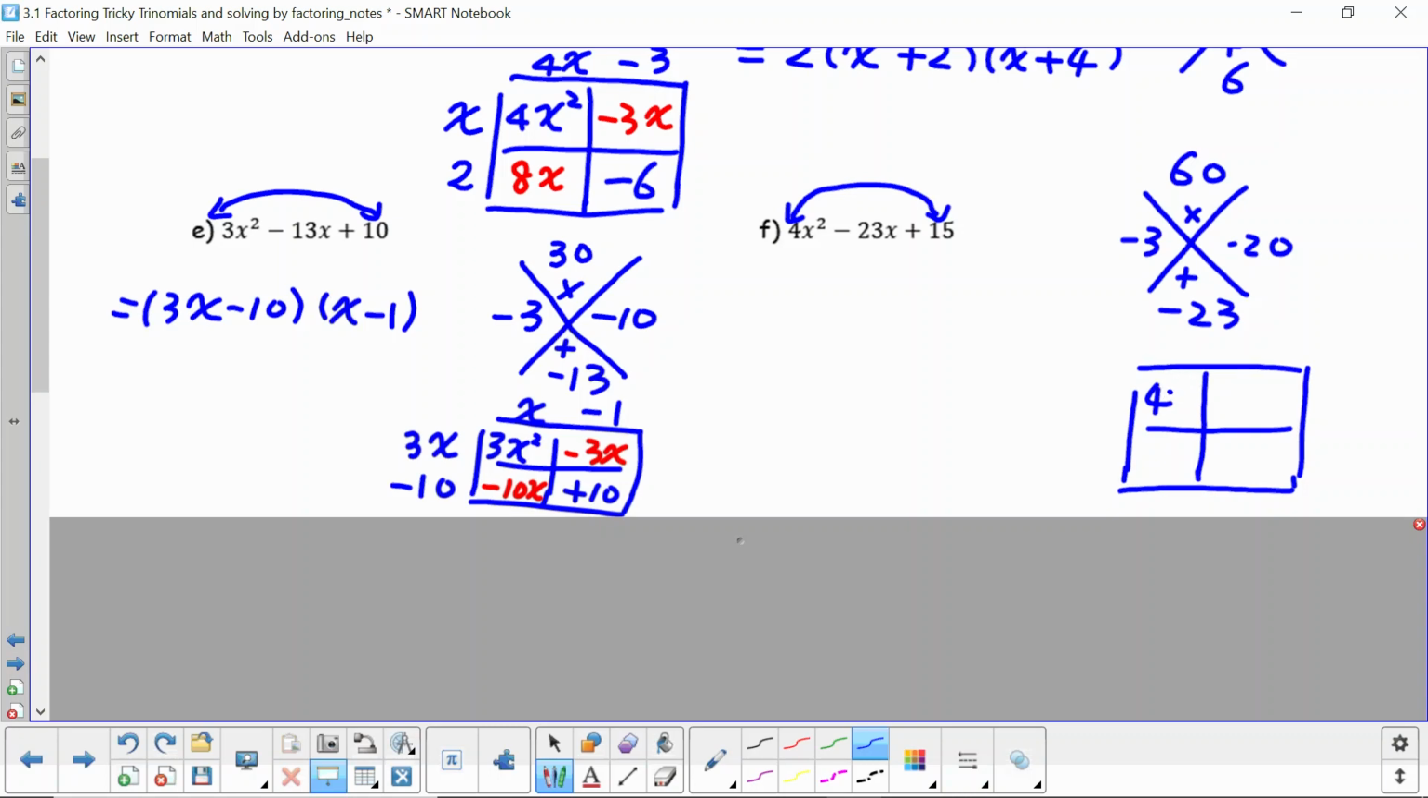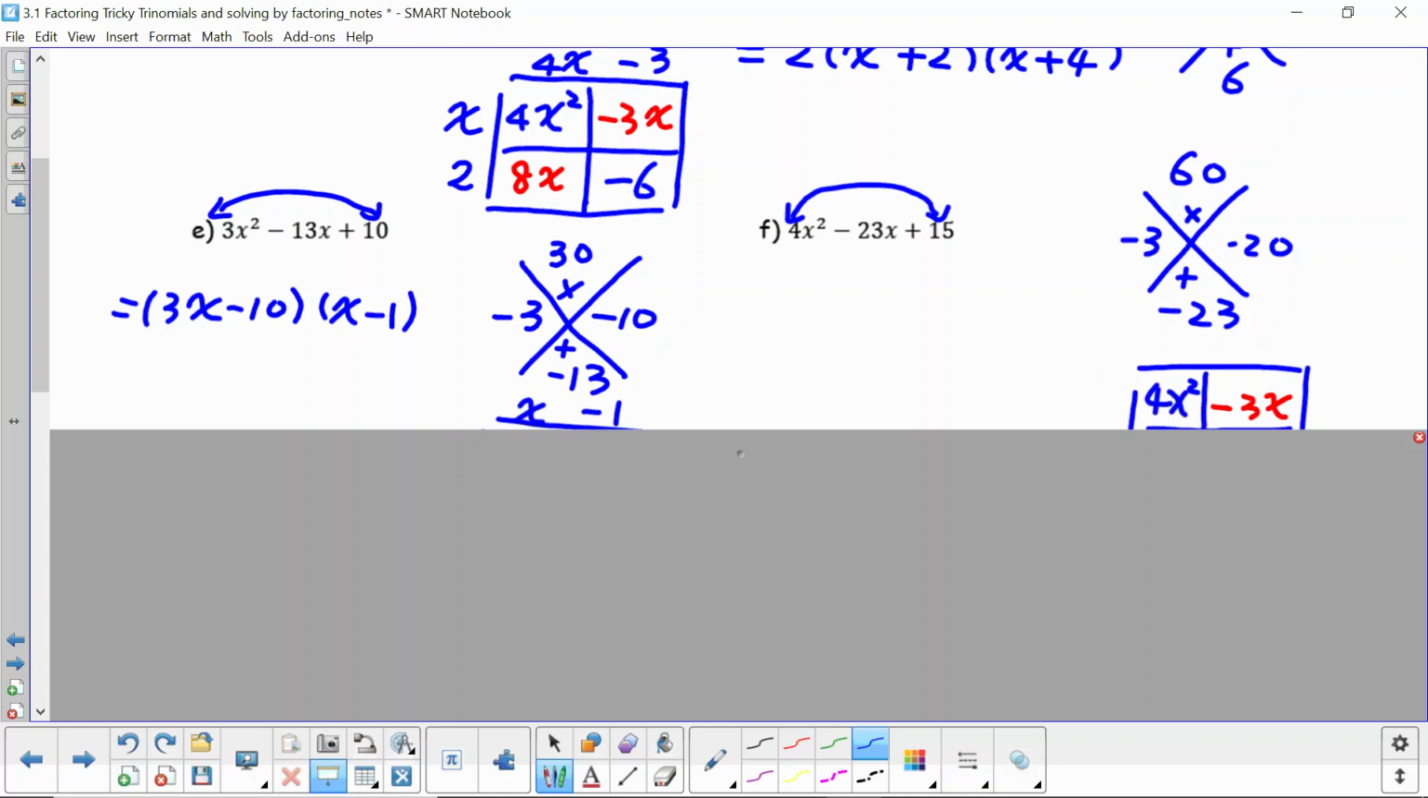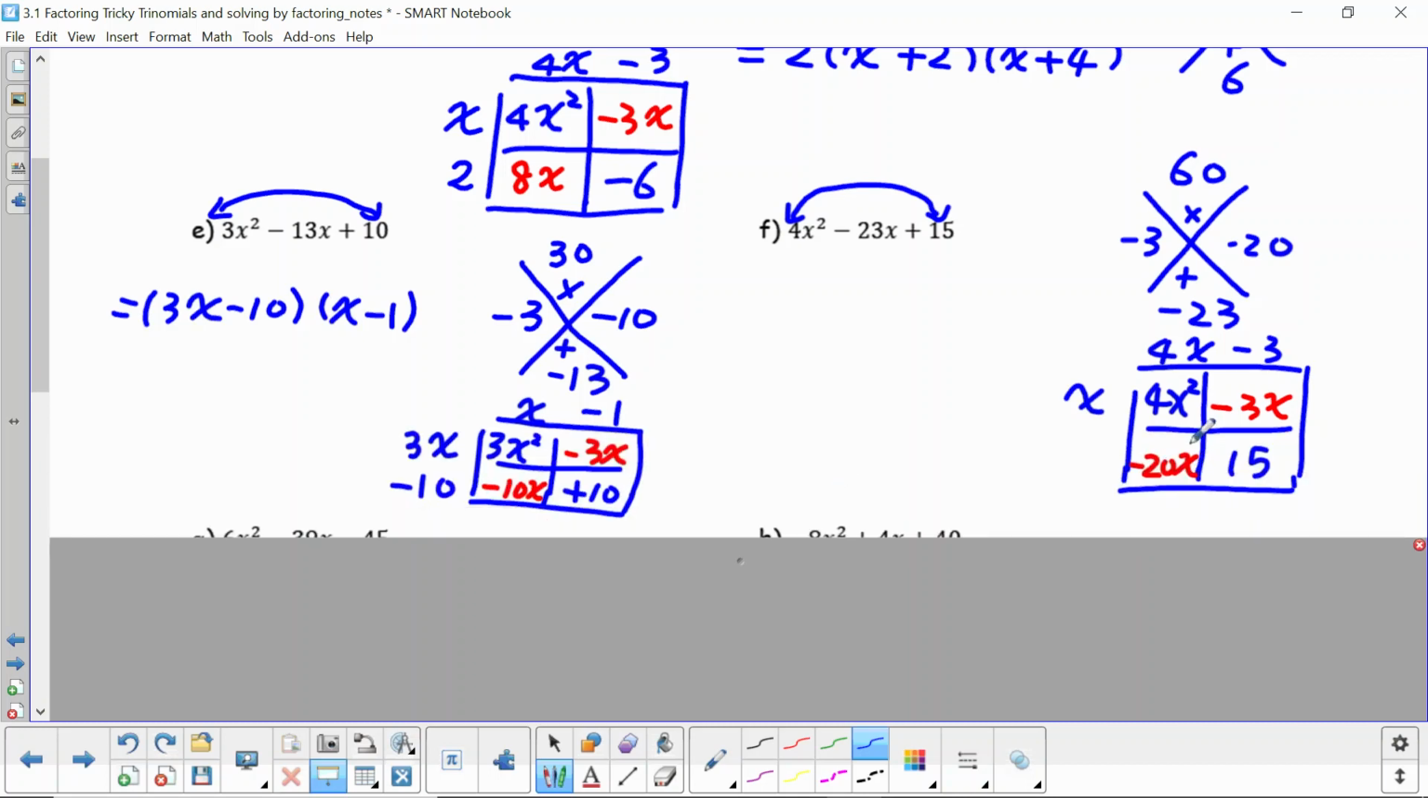4x squared, 15. Then the two numbers, we do the diagonal, negative 3x, negative 20x. Then factor the first row, we have x, 4x minus 3, then negative 20x divided by 4x gives you negative 5. Bracket 4x minus 3, x minus 5. Okay.